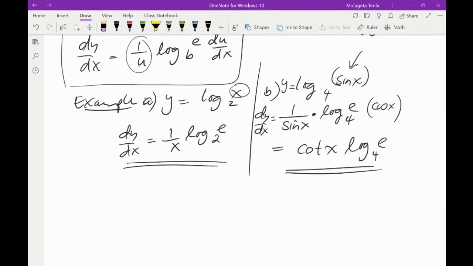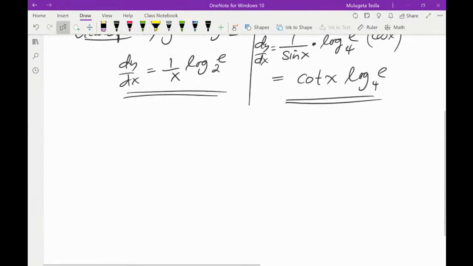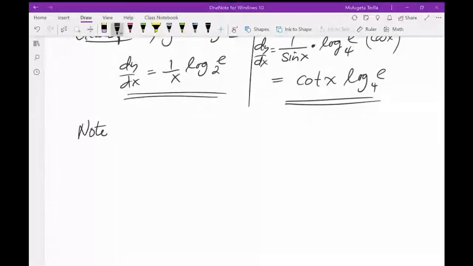Yeah, so therefore we don't use this a lot. We use ln. ln is called, as you know, natural logarithm. Okay. Yes. Thank you.